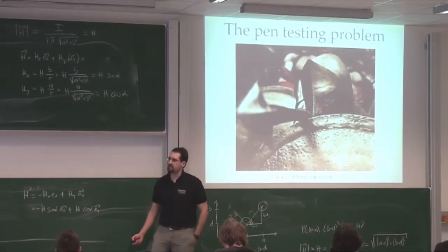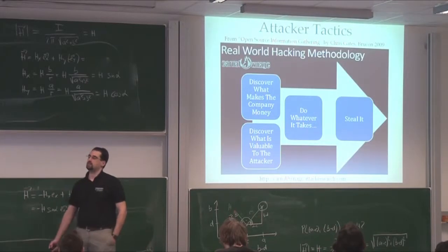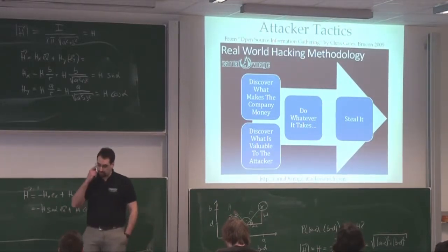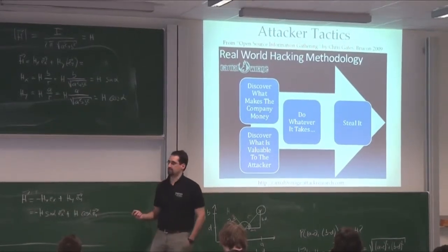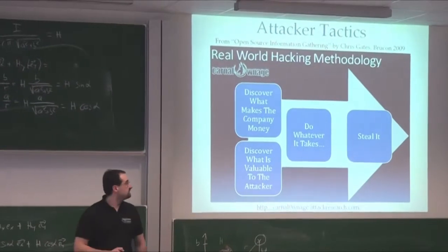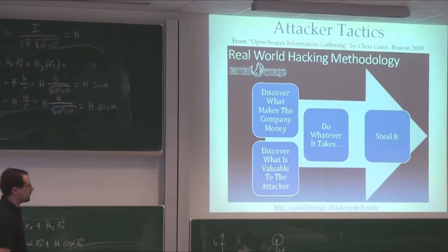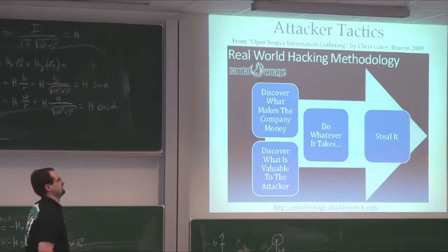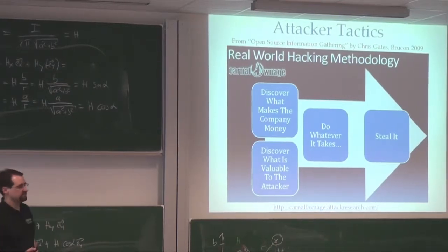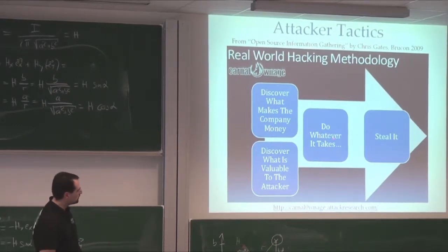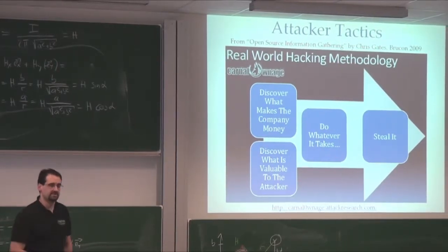So what's the motivation of this talk, right? The problem in pen testing is perhaps best described by Chris Gates, right? Chris Gates in 2009 at Brucon explained that real world attackers operate like this. They will discover what makes the company money, they will discover what's valuable to them, and then they will do whatever it takes and they will steal it, right? So the part that is the most important for us for the purpose of this talk is this part in the middle. To do whatever it takes is something extremely difficult to achieve for a pen tester.